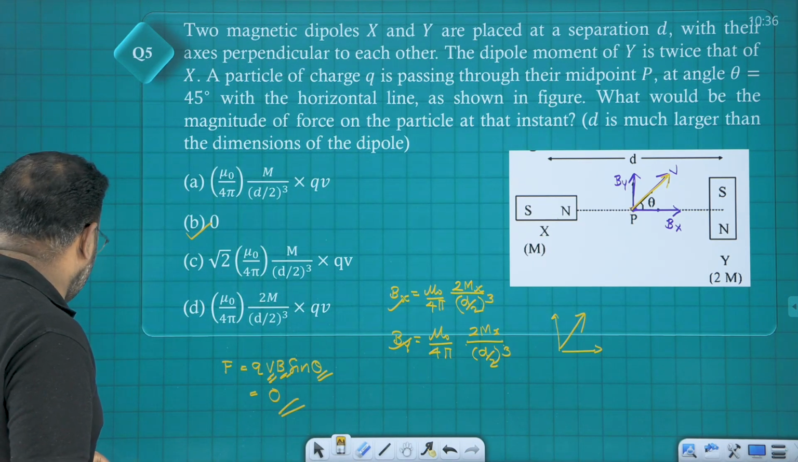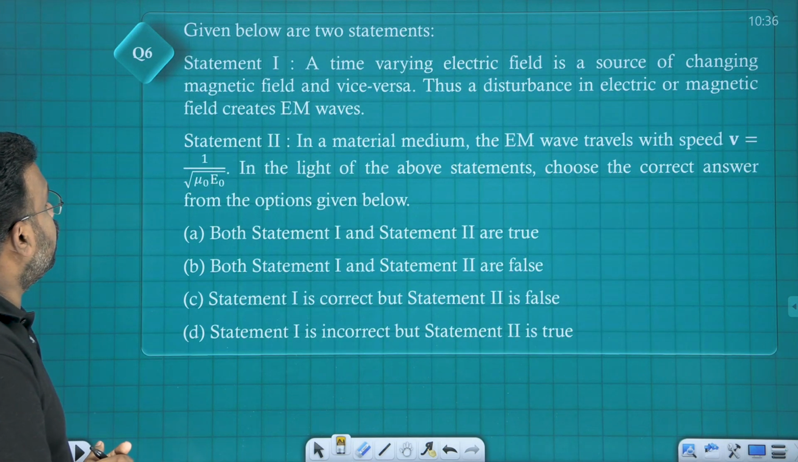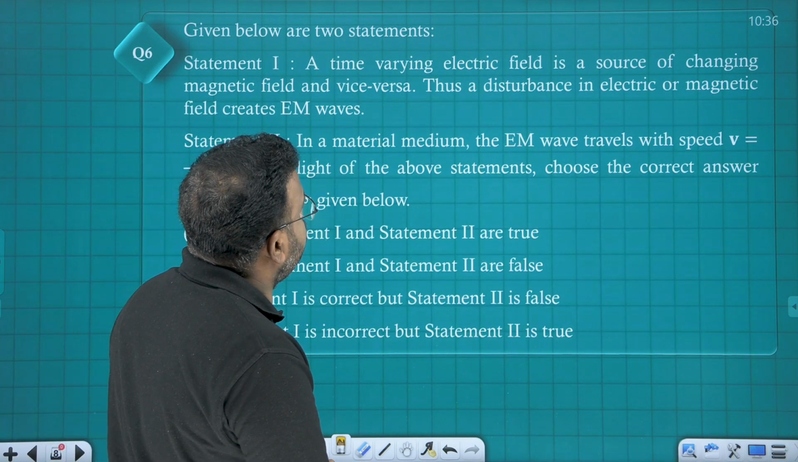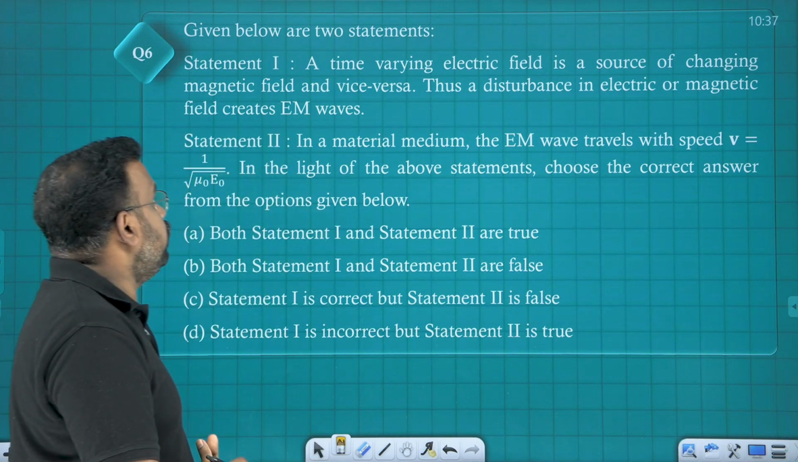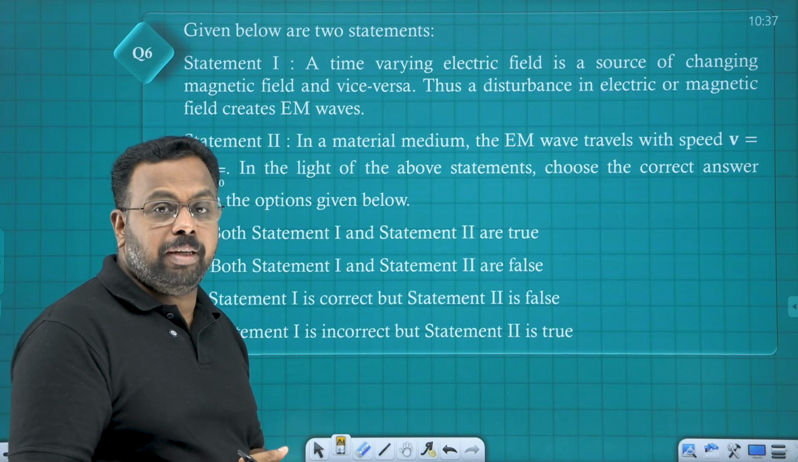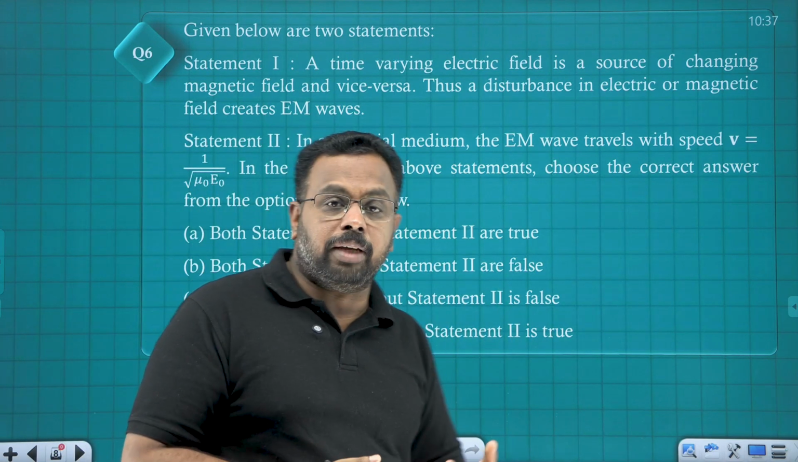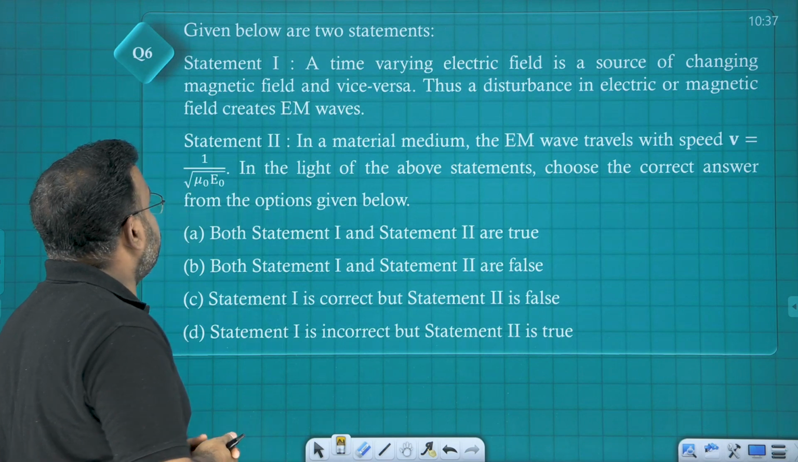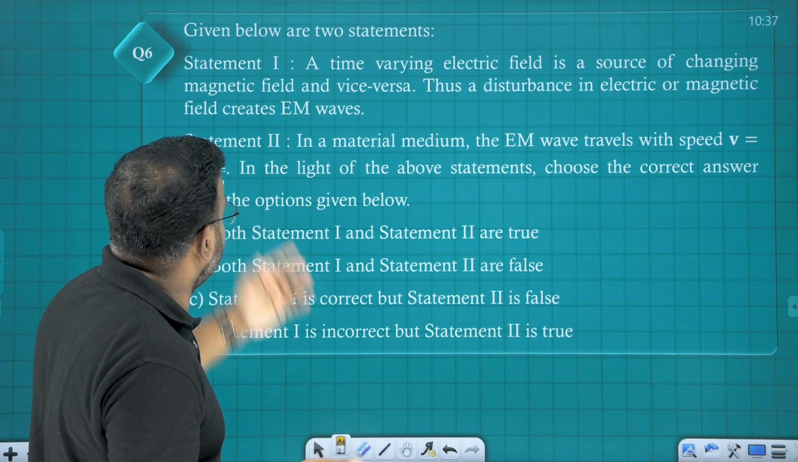Let's move on to question number 6. Given below are two statements. Statement 1, a time varying electric field is a source of changing magnetic field and vice versa. Of course, it's a correct statement. Time varying electric field can produce a time varying magnetic field. Time varying magnetic field can produce a time varying electric field. Thus, a disturbance in electric or magnetic fields create EM waves. Correct statements. Look at statement 2.